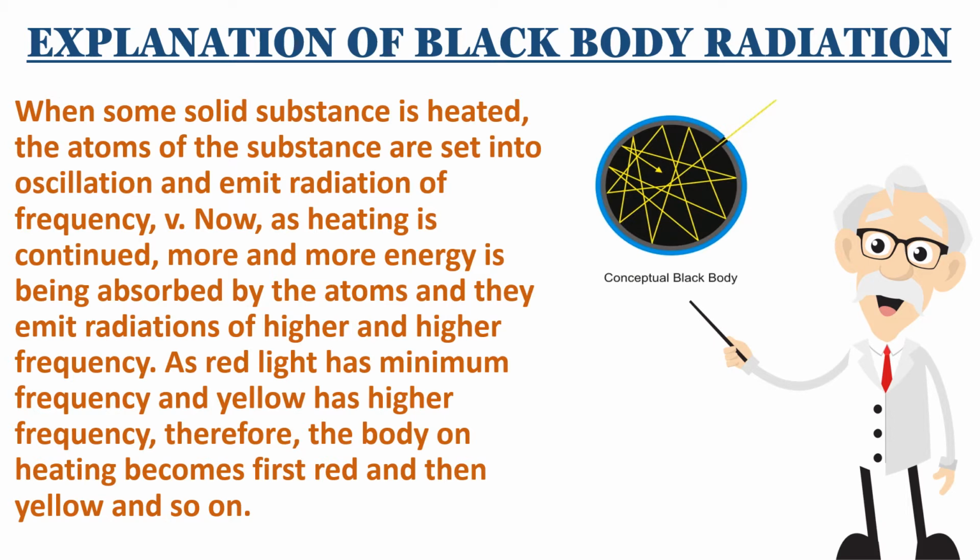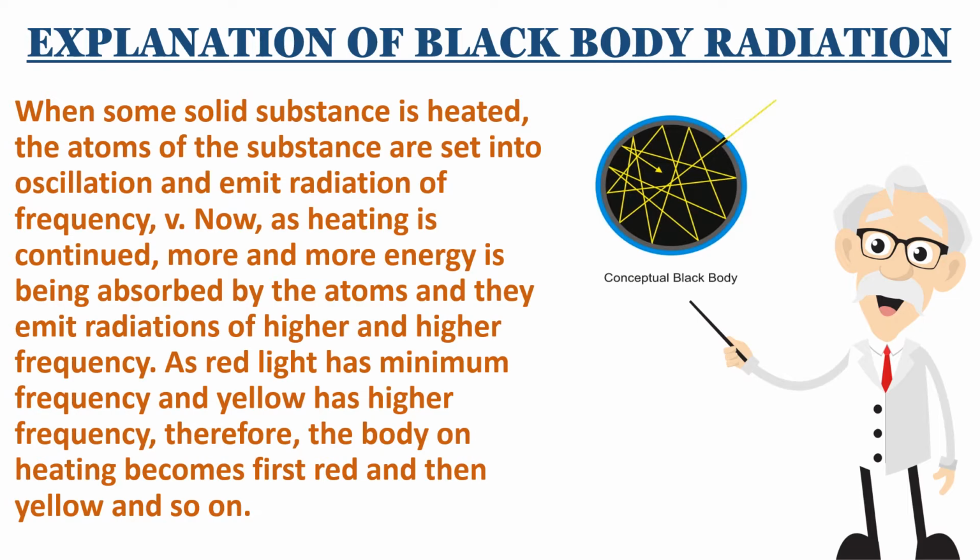So as red light has minimum frequency and maximum wavelength, and yellow light has higher frequency, therefore the body on heating becomes red, then yellow, and so on. So this is how Planck's quantum theory explained the black body radiation. And you know what is a black body.